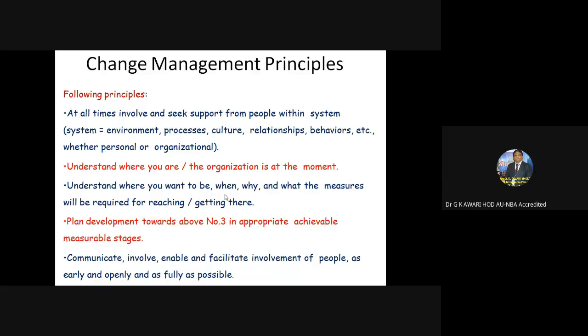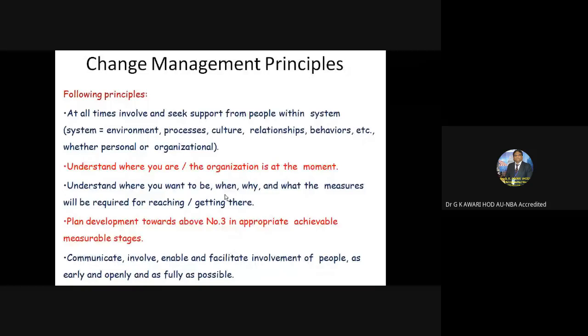Okay, we know that the 10th board has been discarded. Okay, 12th board has been discarded. Board कुछ नहीं होगा अभी यहाँ पे. बोर्ड की एग्जाम जैसे 10वीं की होती है वैसी नहीं होगी. Okay, so before implementing this NEP 2020, these changes should be communicated to all stakeholders.